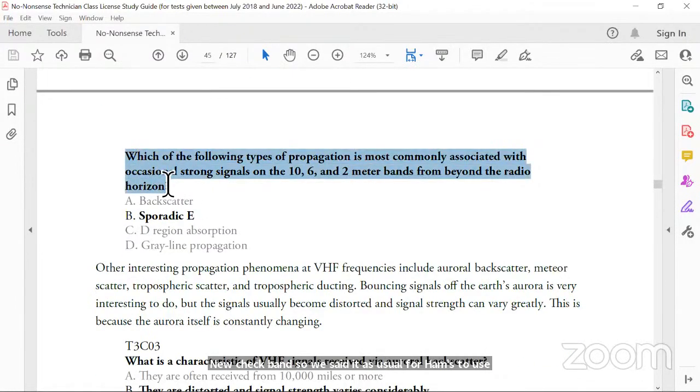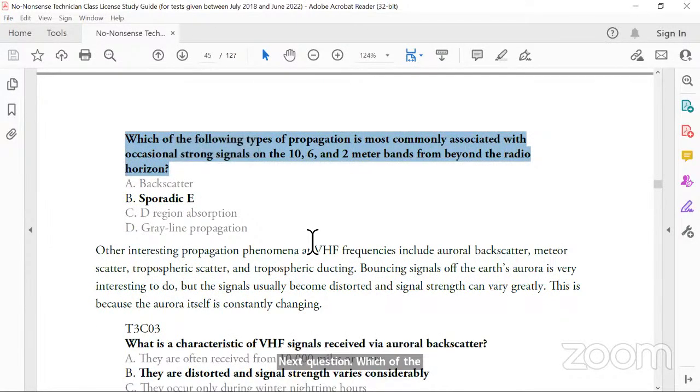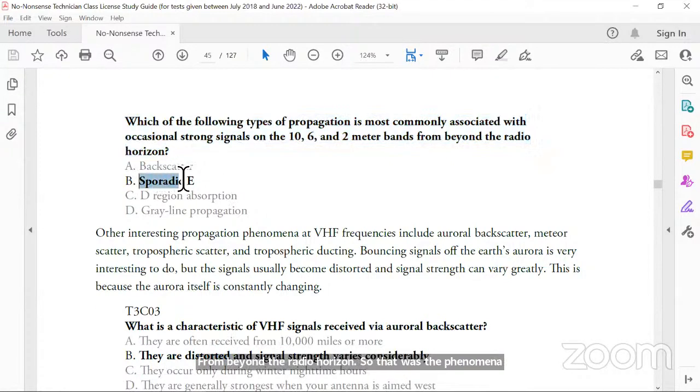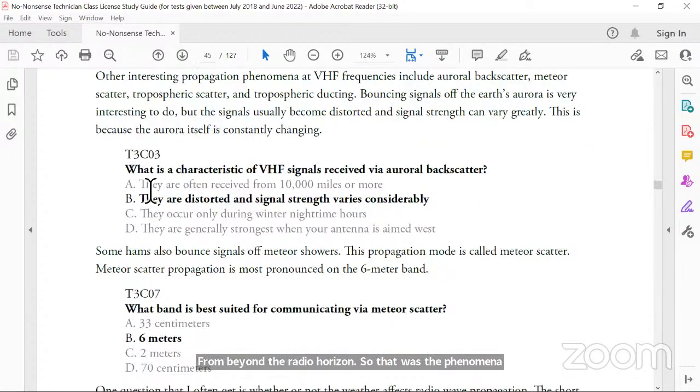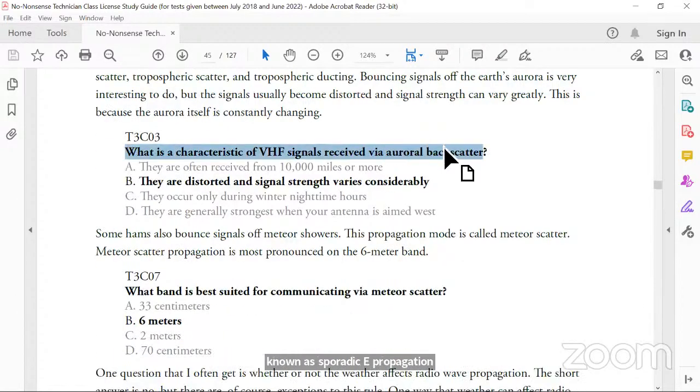Next question. Which of the following types of propagation is most commonly associated with occasional strong signals on the 10, 6, and 2 meter bands from beyond the radio horizon? So that was the phenomenon known as sporadic E propagation. Next question in the question pool.